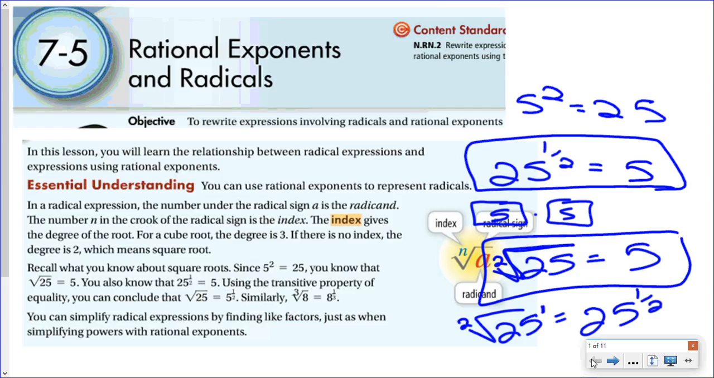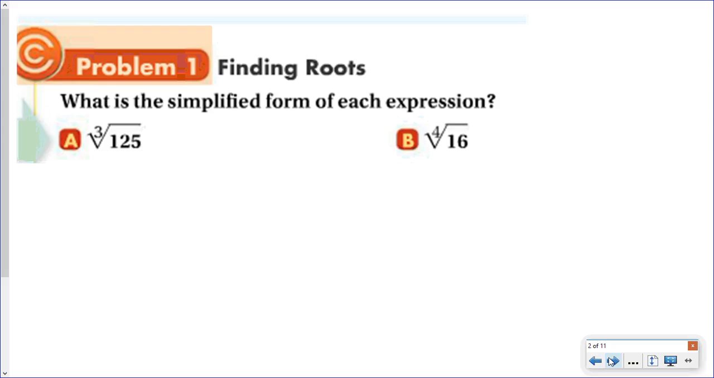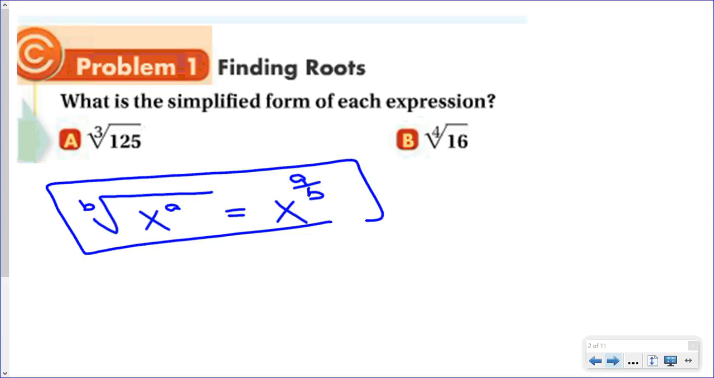This is what I'd want you to put in your notes here. Let's say you had x, and then you have an A here and a B here. This is the same thing as x with the A on top and the B on the bottom. This is extremely important here. I'd put this on the left side of your notes, and we'll use that to do these first two problems. So make sure you put the directions for these.